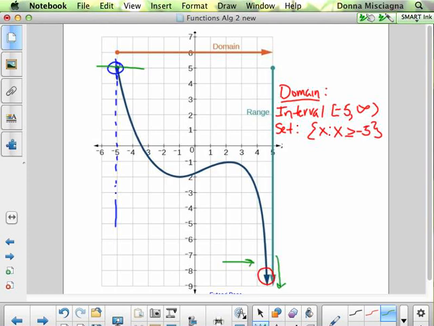So for the range, the lowest point is going to be -infinity. It's just going to keep getting smaller and smaller. Our highest point is to the left there. The highest point is right here at 5.